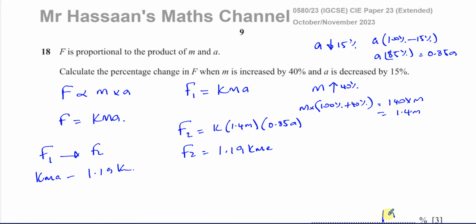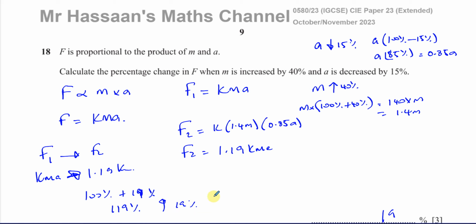Now how can you tell it's an increase of 19%? If it went from there to there, it's because it's 1.19 of what it was, and 1.19 of something is like 100% plus 19% of what it was. So that's a quick way of getting it. That's like 119%. So it's an increase of 19%.